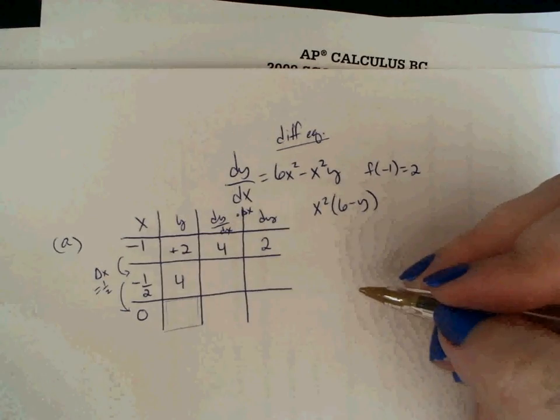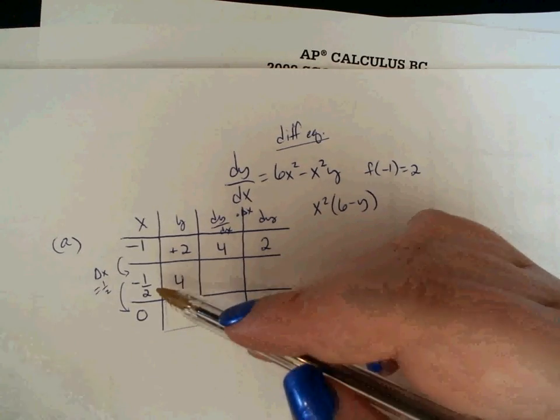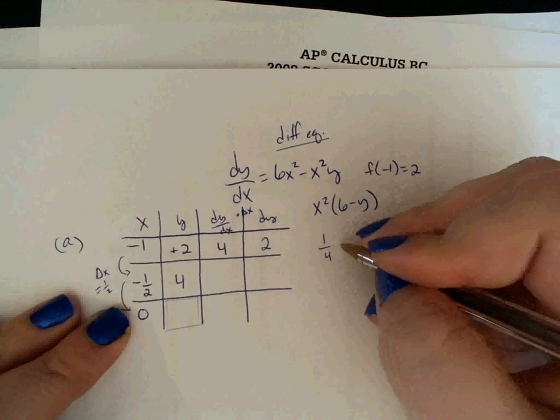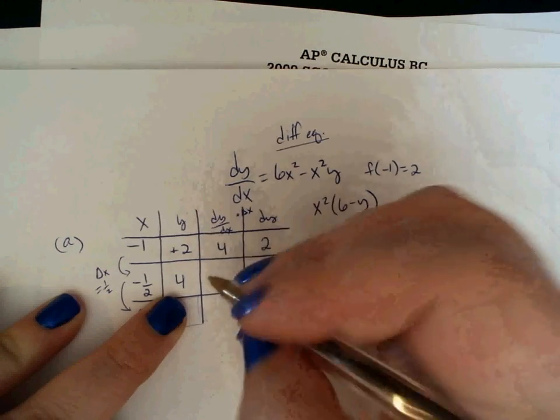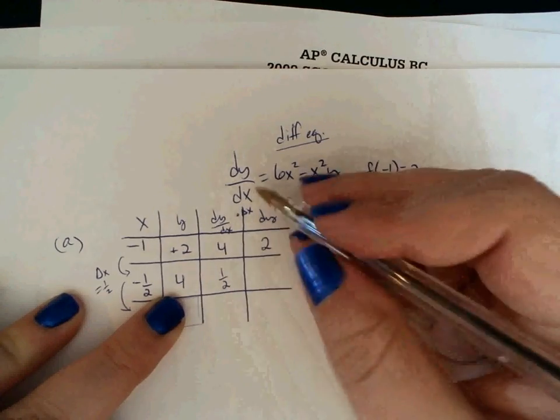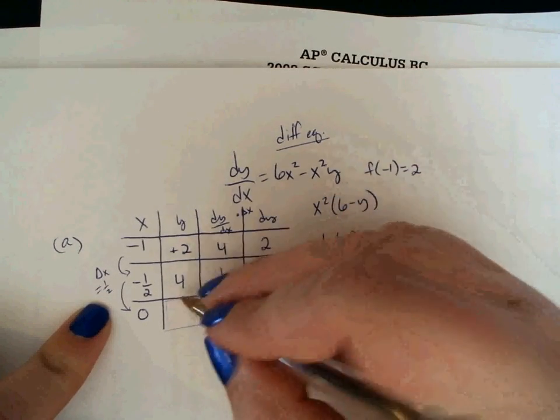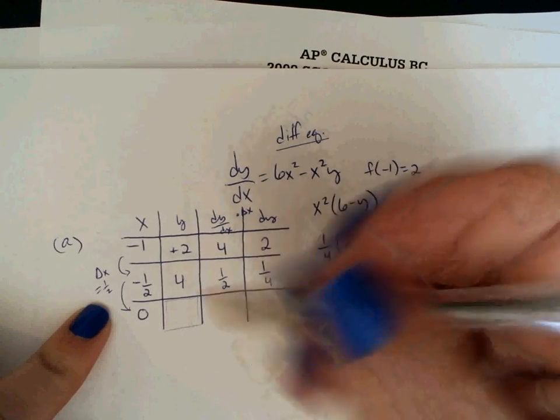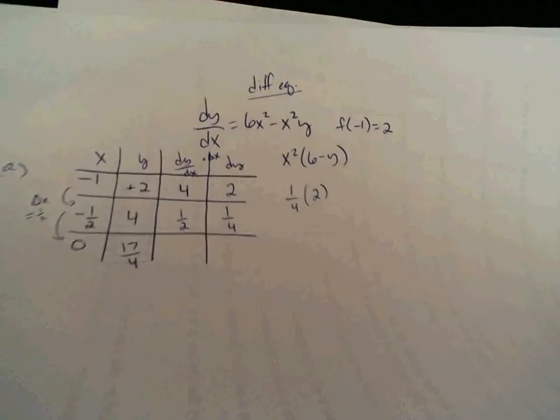Okay, now I'm going to plug in x is -1/2, so -1/2 squared is 1/4. And then y is 4, so 6 minus 4 is 2, so that's going to be 1/2. We're going to multiply that times the change in x, that's going to be 1/4, and we're going to add that to 4. So 4 and 1/4, or 17/4. Let's make sure that we are correct.